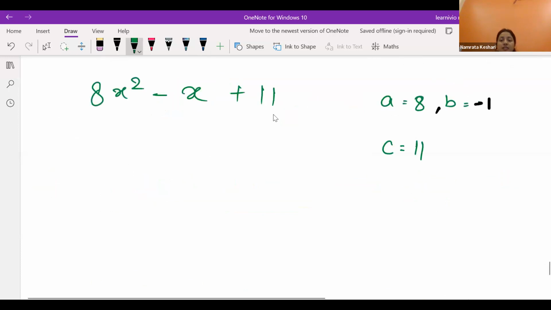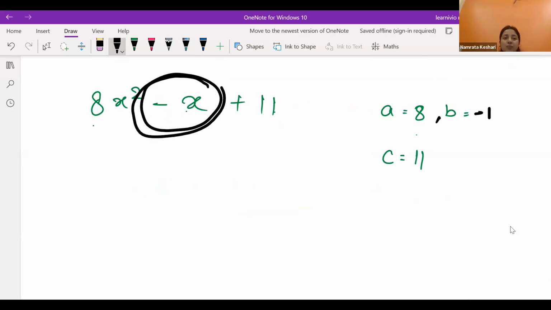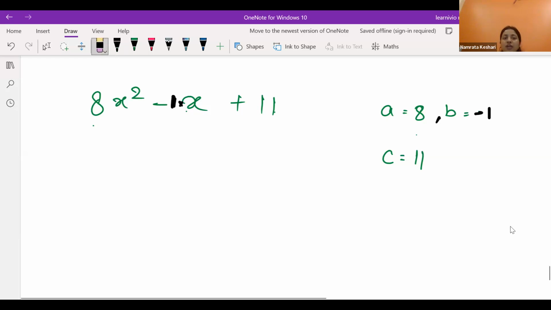In the next example, 8x square minus x plus 11, A is 8, meaning positive 8. B means the coefficient of x, whatever is multiplied with this x. With x I can see nothing is multiplied, but we will not say B is 0. Here 1 is there, we can write 1. Mathematically it is allowed, we can take 1 over here ourselves. So we can say that minus 1 is B. Everyone, are you getting it? Apurva, Aleph, Afan, Afia. Yes, ma'am. And C is 11. So the coefficient of x square is A, the coefficient of x is B, and the constant term, which is without any x square and x, is C.